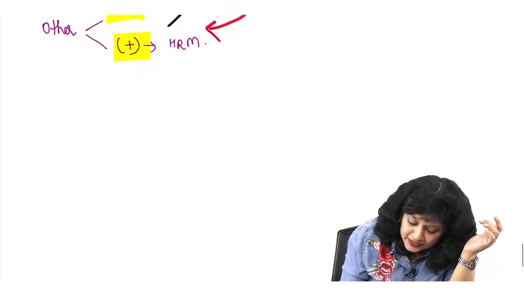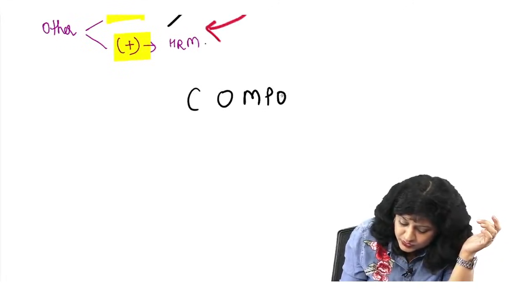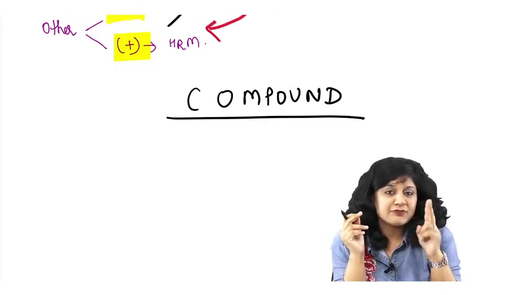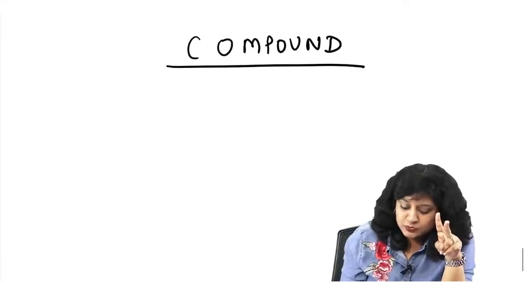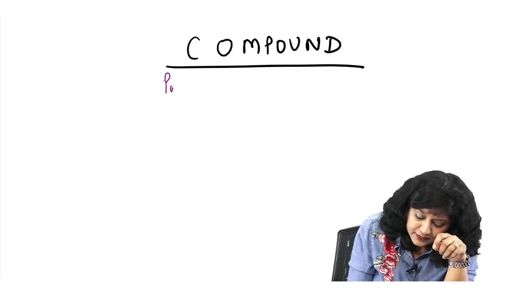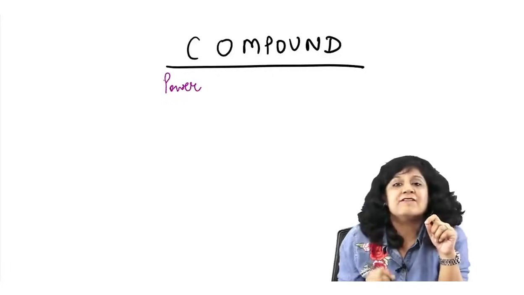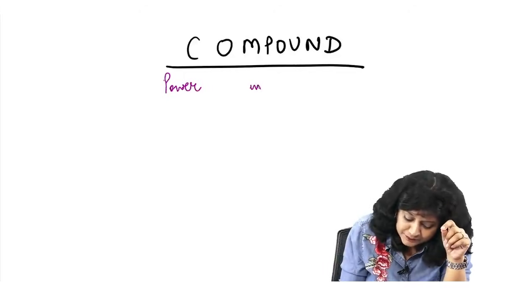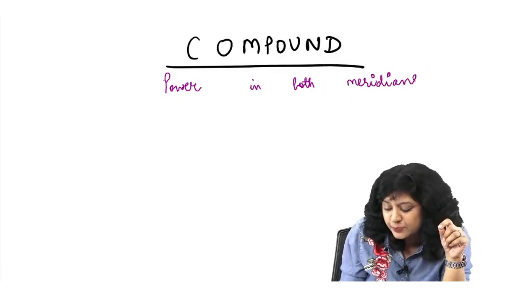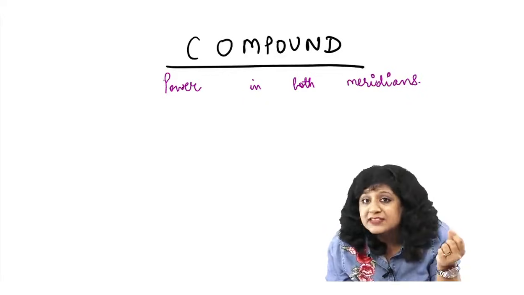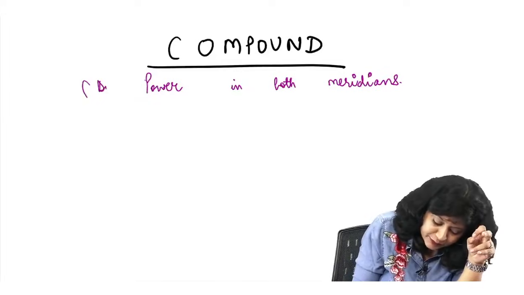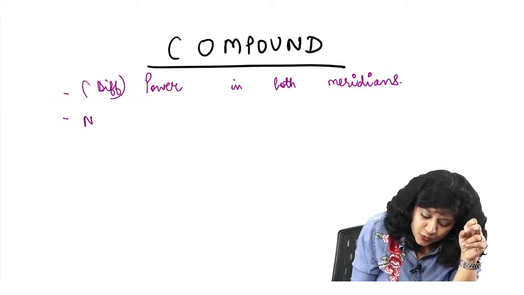Now we come to another one that is called compound astigmatism. Compound means two. You cannot have compound with just one thing. So compound means two. So if I have both meridians having power. So power in both the meridians. Now if you have the same power in both the meridians, obviously that will not be astigmatism. You have power in both the meridians, but they should be different first of all.